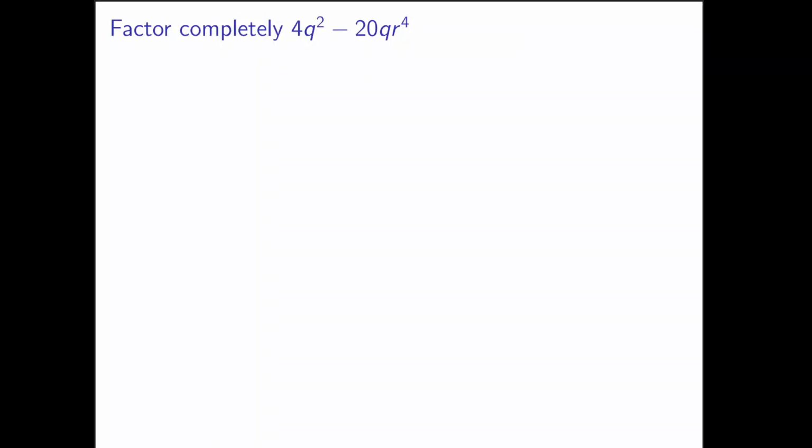Factor completely 4q squared minus 20 times q times r to the fourth. Now, when we factor, we are looking in this form for something that is common before the minus sign and also common to the term that is after the minus sign.